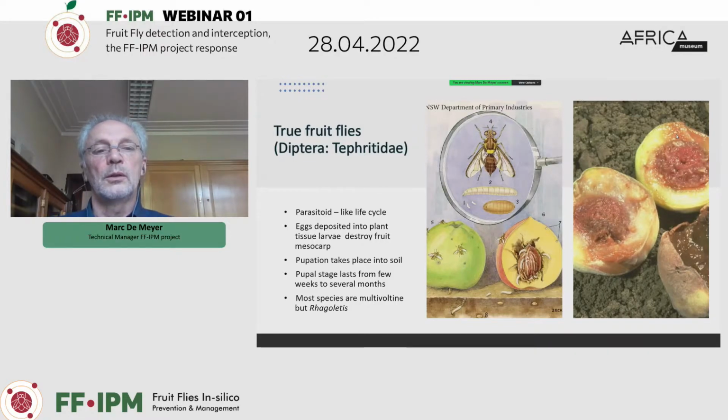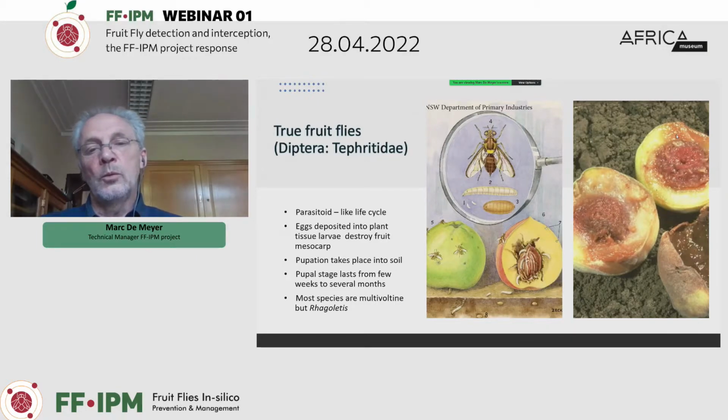What is the difference? Well, the fact is that tephritic fruit flies have a kind of a parasitoid life cycle. The females will deposit their eggs inside fresh fruits, usually when it's still on the tree. The larvae will develop inside the fruits and destroy thereby the interior, the fruit mesocarp. After the larvae are full grown, they will leave the fruits and they will go into the soil. There, the next stage, the pupal stage, will take place. It can take several weeks, or it can even take several months. It depends a bit on the kind of fruit fly.